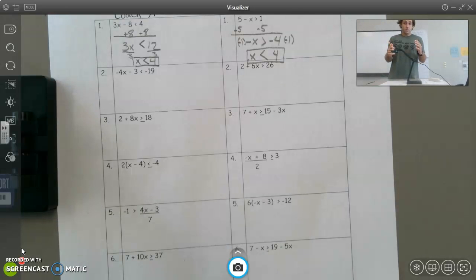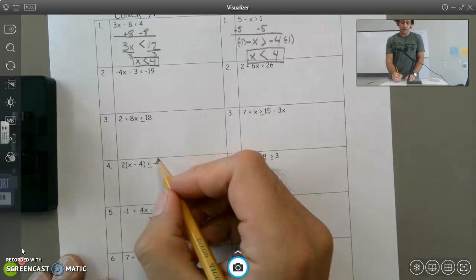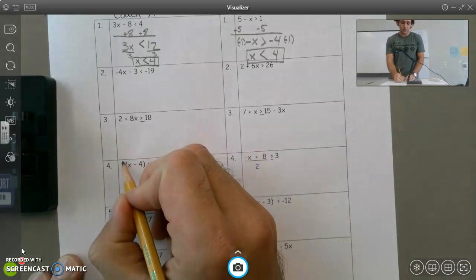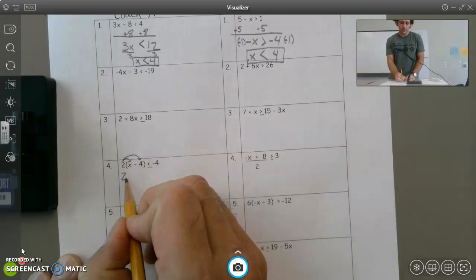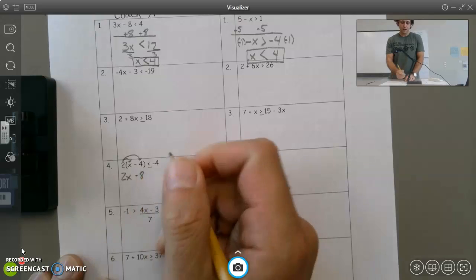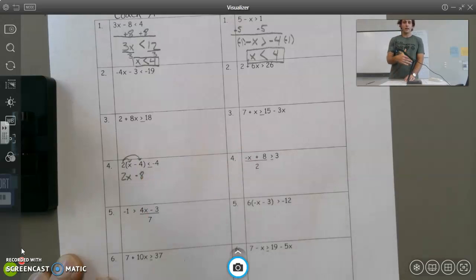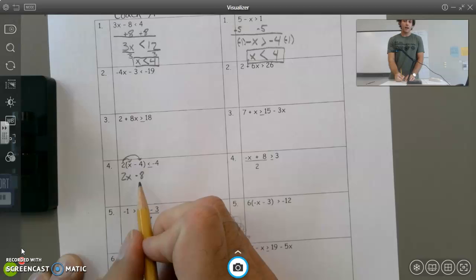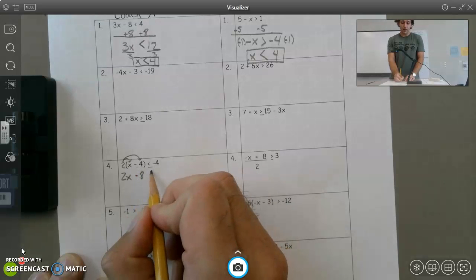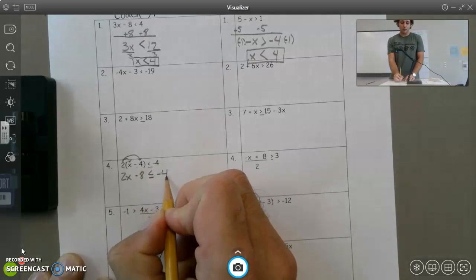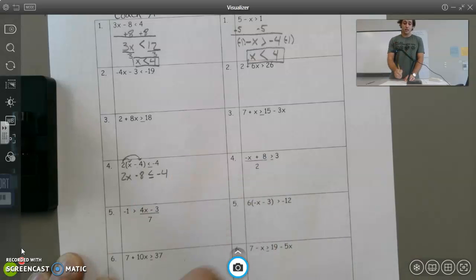Some of you are going to find it easiest to go ahead and distribute this 2 and rewrite the left side of your equation as 2x minus 8. All I've done is rewrite that as an equivalent expression. I've not done anything to the value of this expression, and therefore I'm not going to do anything to the value of the expression on the right. I did not change this value at all. I just wrote the expression in an equivalent way.